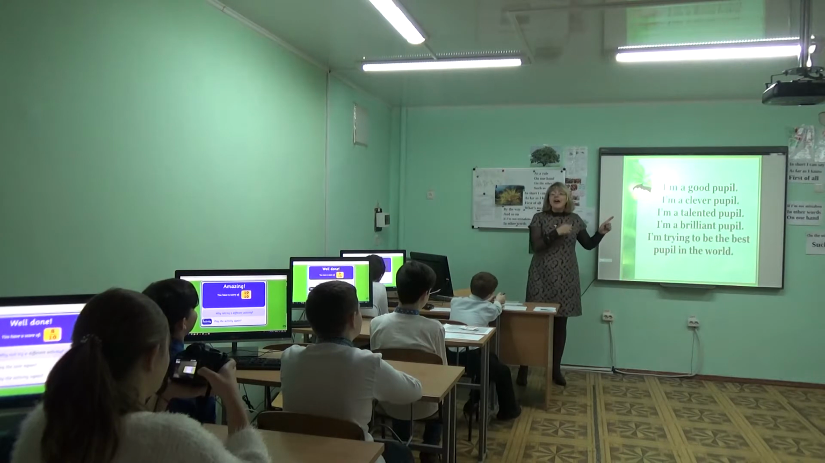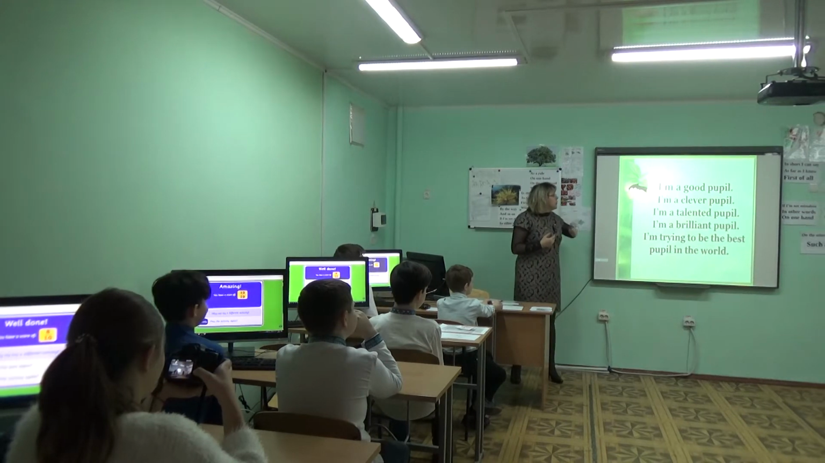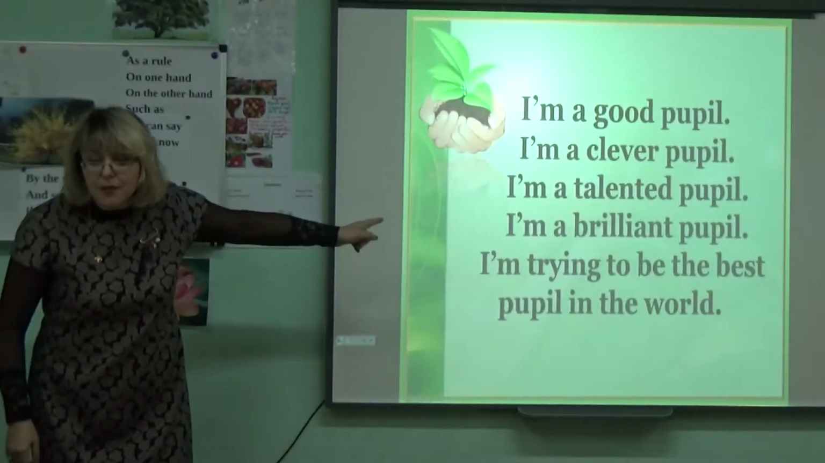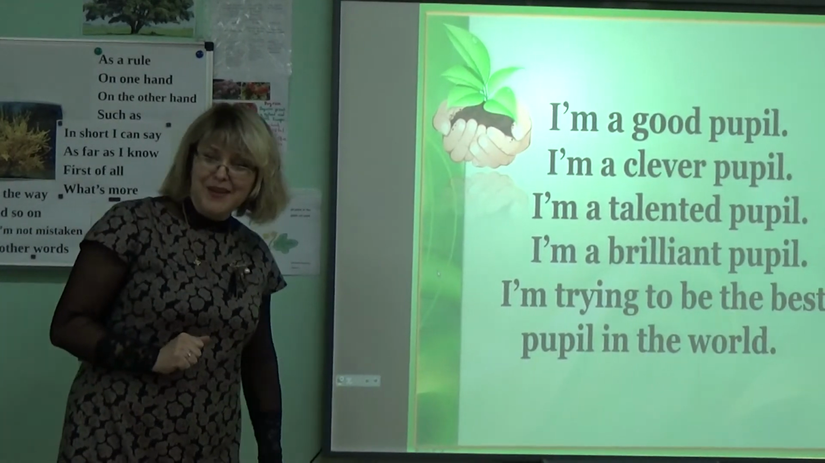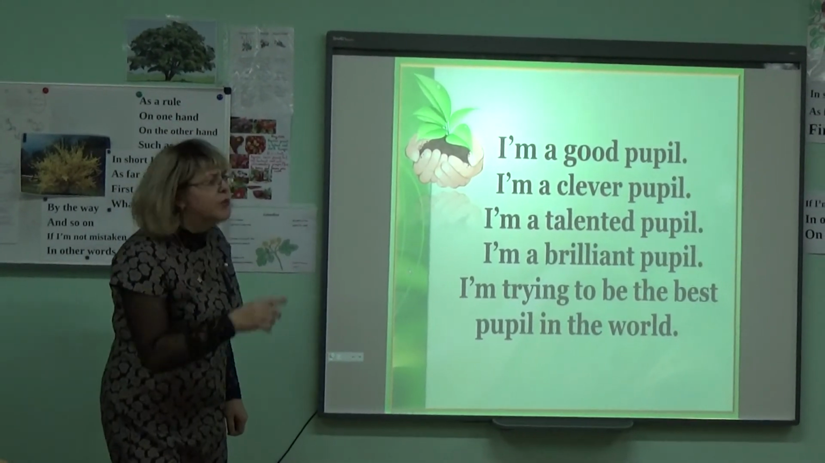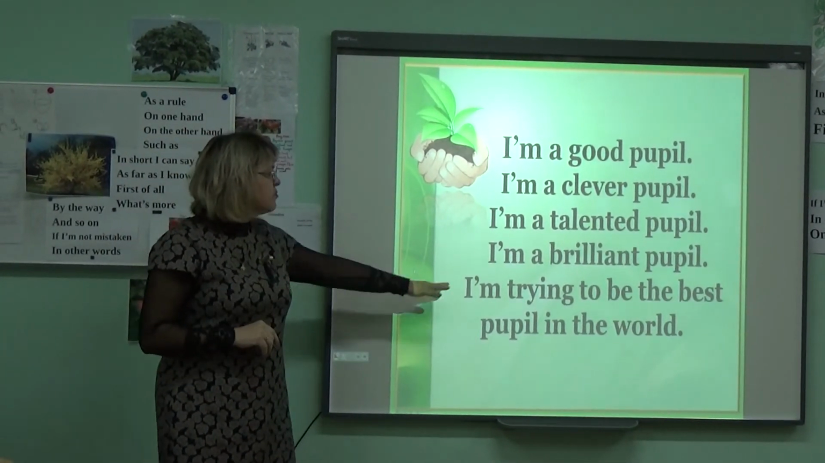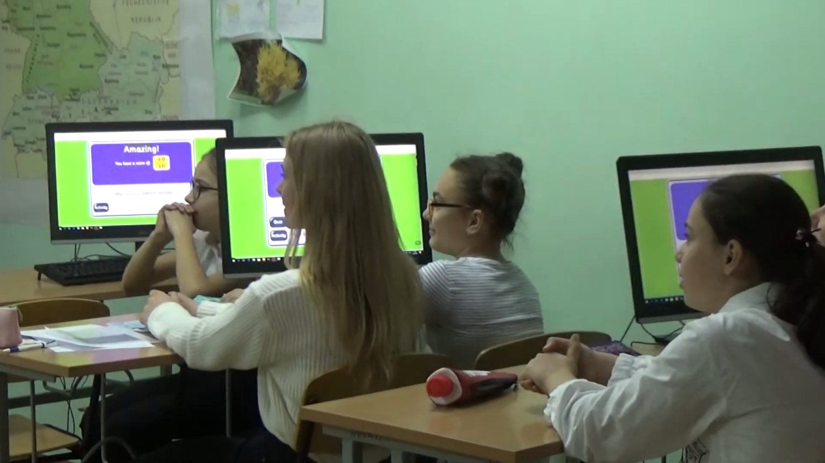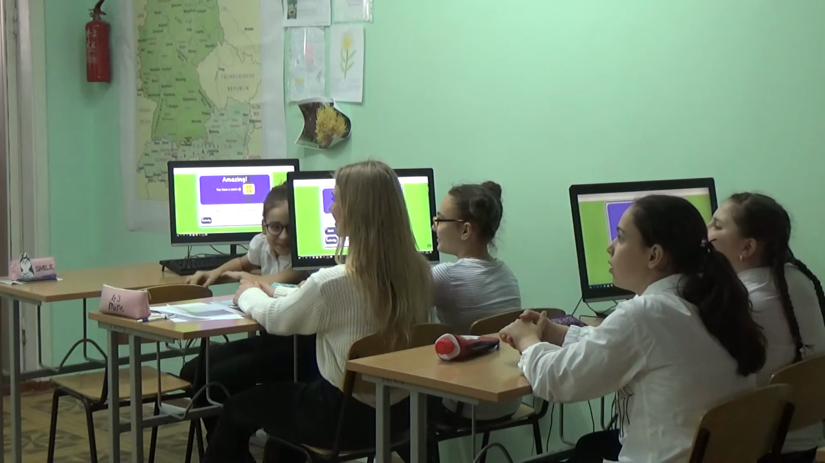So you have to find the phrase for you about your math. I'm a good pupil, I'm a clever pupil, I'm a talented pupil. So, who are you? I'm a brilliant. Yeah, I know. What about you? I'm clever. Are you sure? Yes, you're right. Masha, what about you? What did you choose? Will you repeat? I am a good pupil. Just a good, not brilliant. Or I'm trying to be the best in the world. Anya, I know that you are.